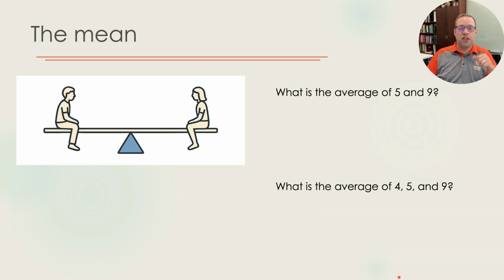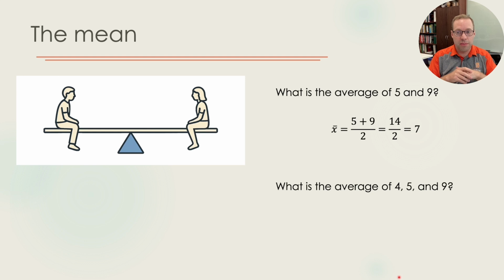All right, so let's do this first question. What is the average of 5 and 9? Just like the 2 people on our seesaw, what is the middle point in between? Hopefully you can visualize this already. If you have the number 5 and the number 9, the number right in between both of those should be 7.